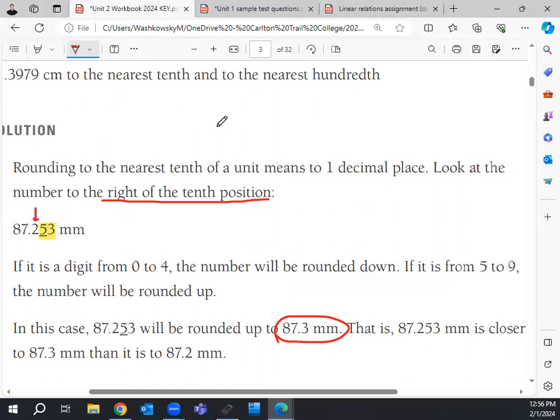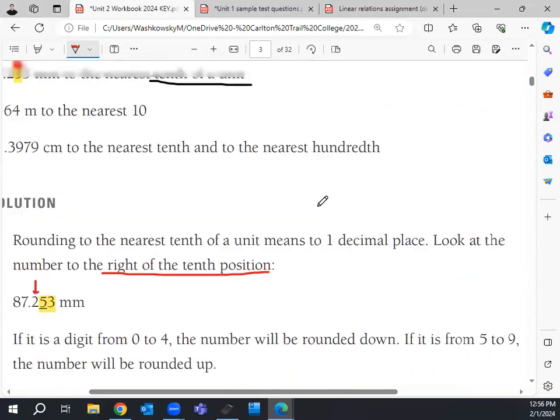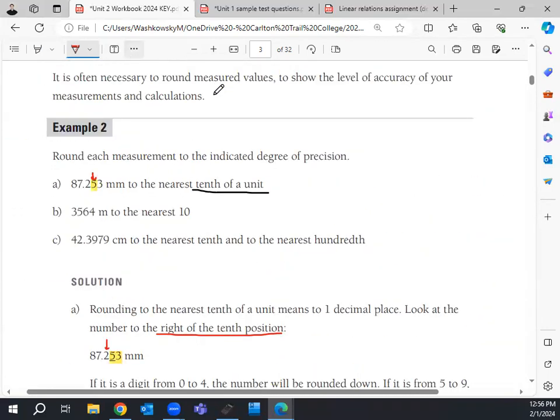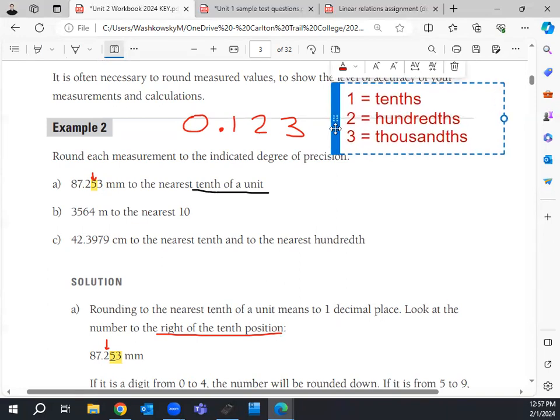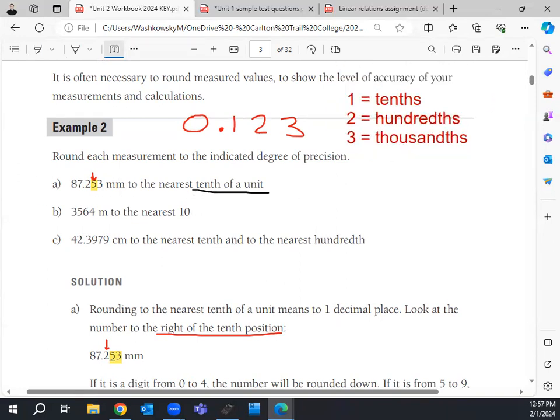So the order our numbers go in, we're just going to write that up here. I'm going to go 0.1, 2, and 3, for example. So 0.1, 2, 3. In this case, the 1 would be our tenths, the 2 would be our hundredths, and the 3 would be our thousandths. So this is what we use. We shouldn't really have to go any deeper than that. That should be all we know.